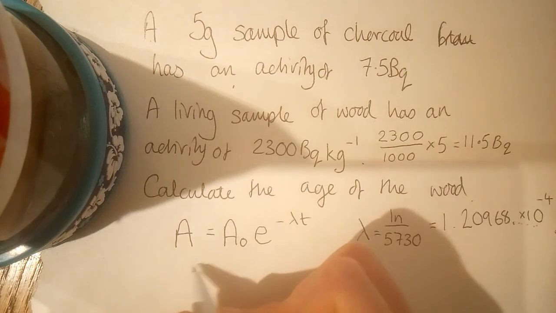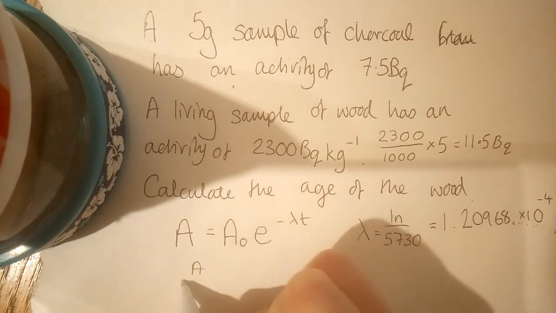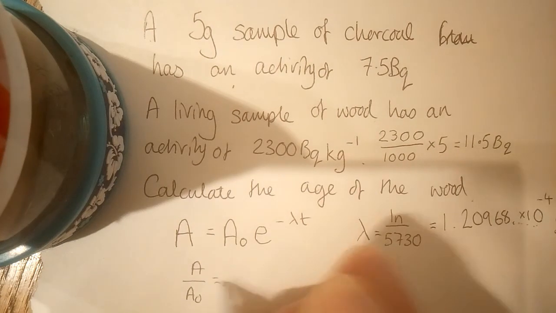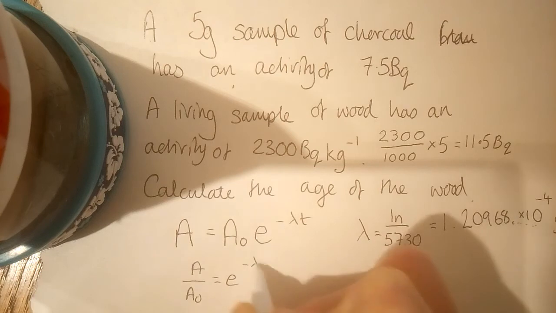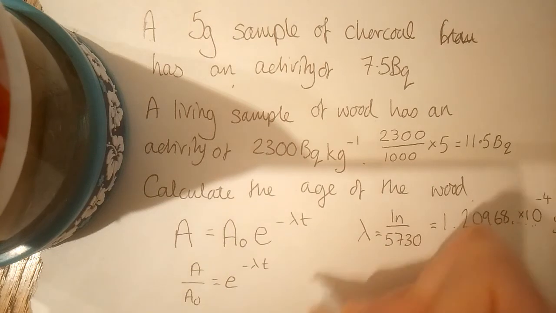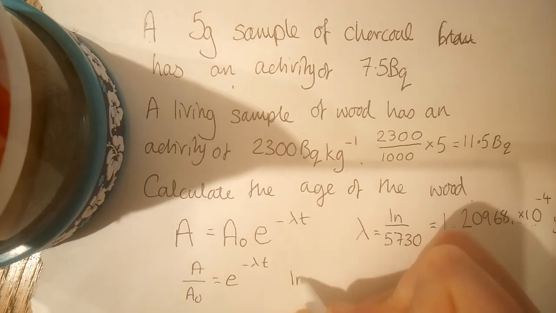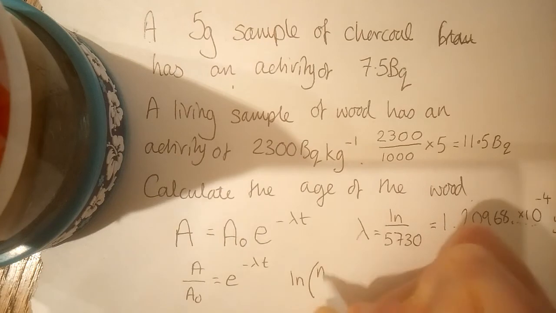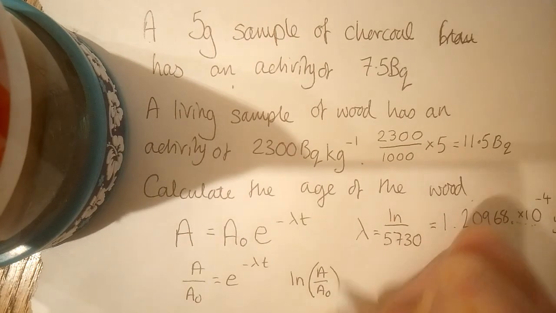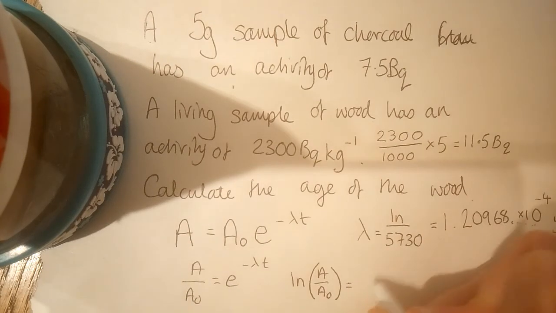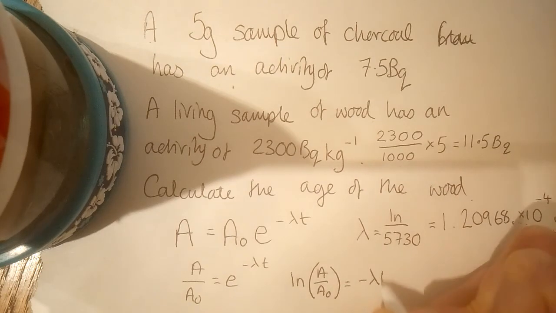Right, so we're going to use this equation. I'm going to just rearrange it. A over A0 equals e to the minus lambda t. And I'll put the logs in now so you can double check where I've gone with that. Log A over A0 is equal to log e to the minus lambda t, which just becomes minus lambda t.